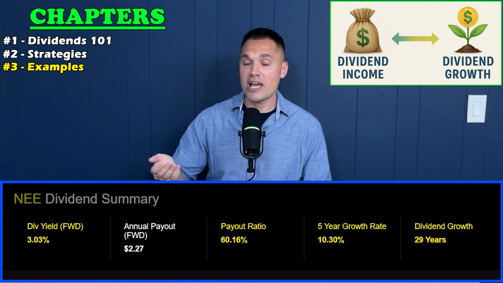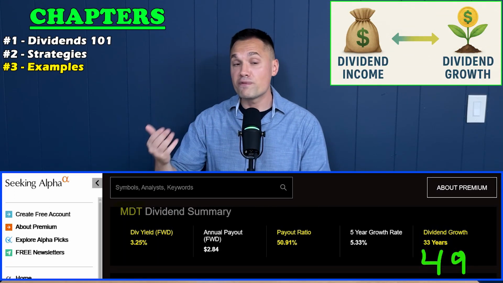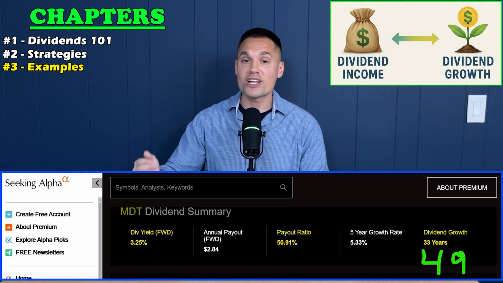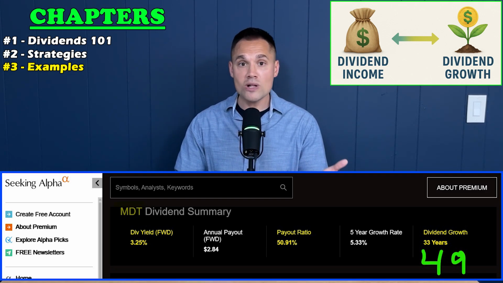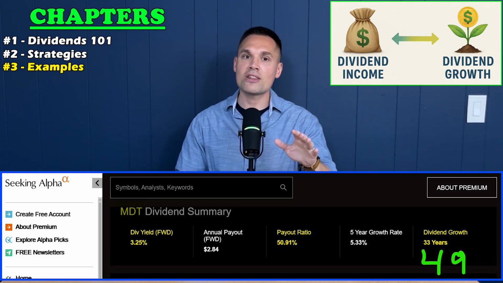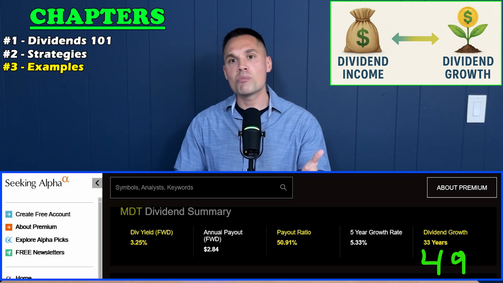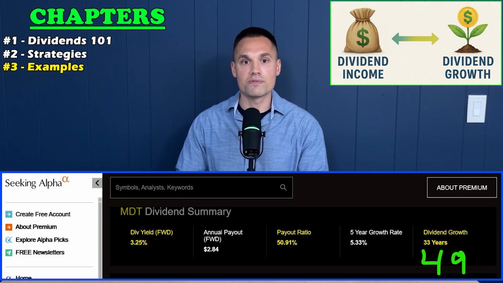Now, for a lower payout ratio, I also love Medtronic, the world leader in medical devices, with future growth in AI and robotic surgery. And their yield is a little higher, with a payout ratio of about 50% and nearly 5 decades of consecutive growth. Ignore that 33 years there, by the way. Seeking Alpha sometimes glitches on the growth history. They almost have 5 decades of consecutive growth.